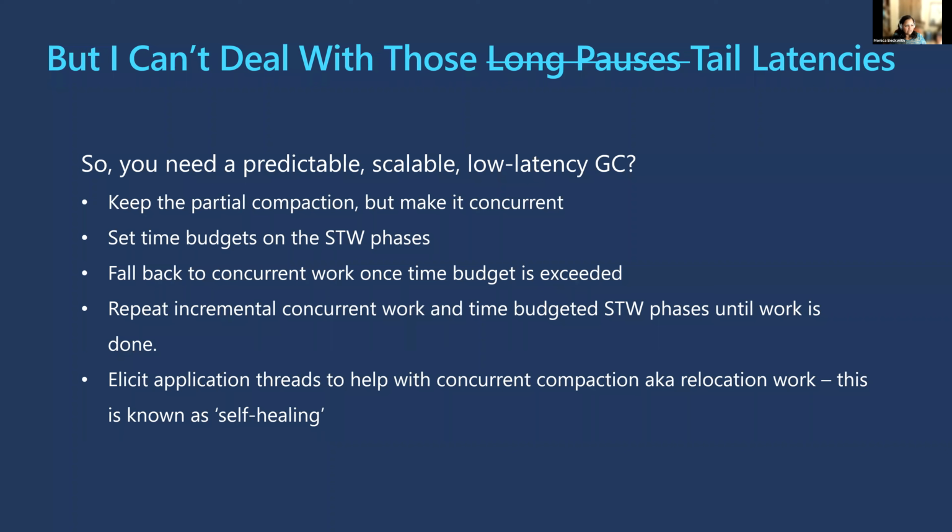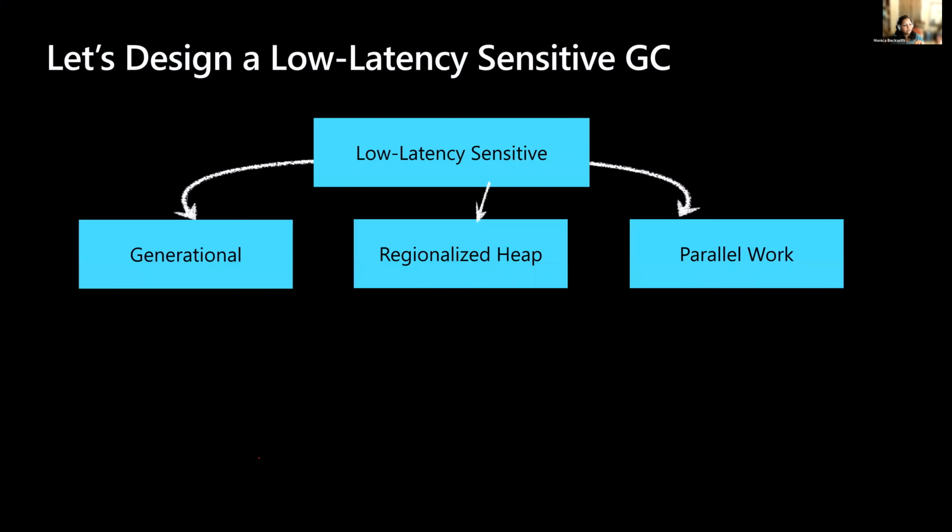So it's asking the application threads to help out with the concurrent compaction, which means, hey, help me move the live objects. Since you're trying to work with the same live objects that I'm trying to move, maybe you can help move them. It's as simple as that. So with these concepts, let's look at a low latency sensitive garbage collector.